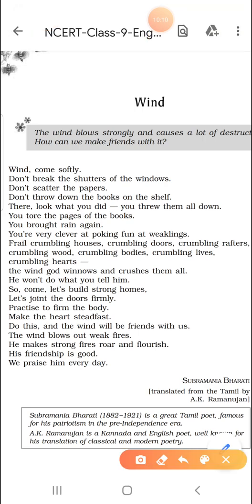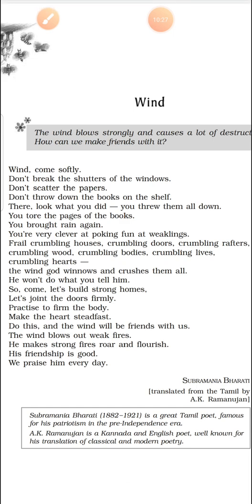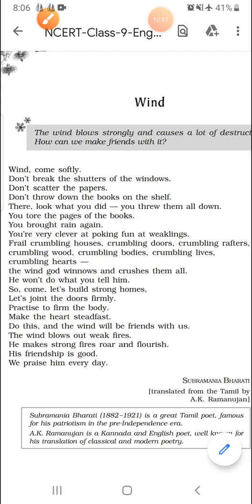Now let's read the next line. The wind god winnows and crushes them all. This line is very important. Winnows means to blow grain free of chaff. You know, the grains have to be free of the chaff, the covering; they have to be separated from that. Here the poet is addressing the wind as wind god. You can see in this line that it is compared with the wind god. He is saying that the powerful god of wind winnows.